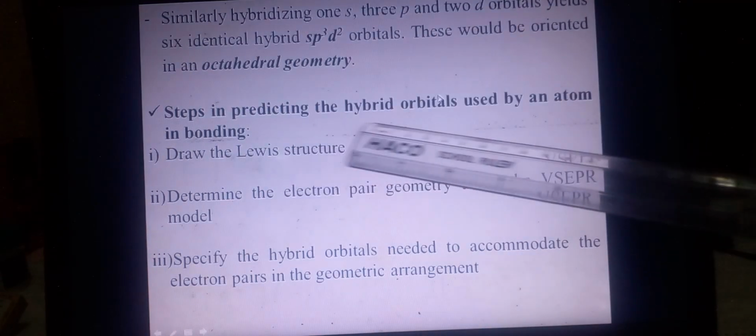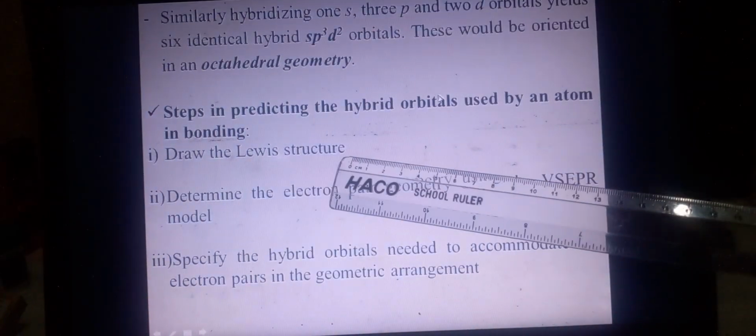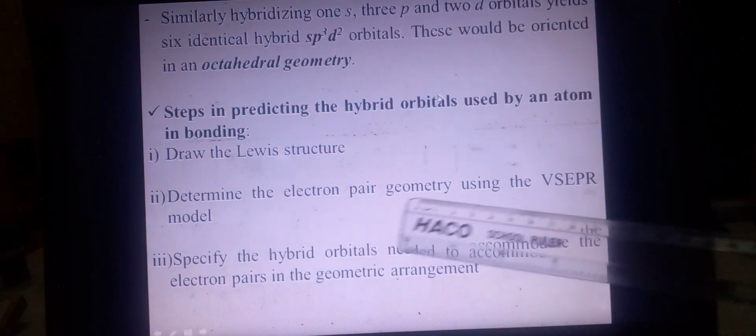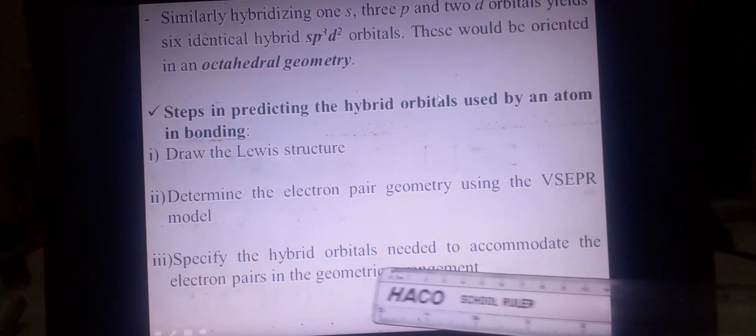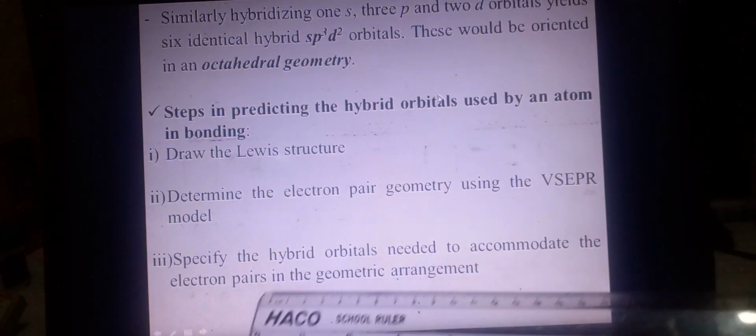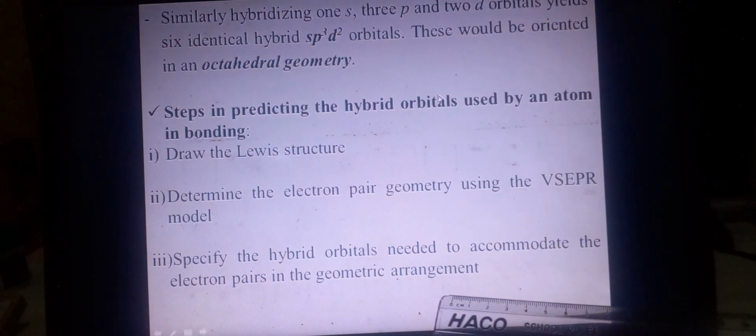So now, steps in predicting the hybrid orbitals used by an atom in bonding. First of all, you draw the Lewis structure, determine the electron pair geometry using the valence shell electron pair repulsion model, then specify the hybrid orbitals needed to accommodate the electron pairs in the geometric arrangement.